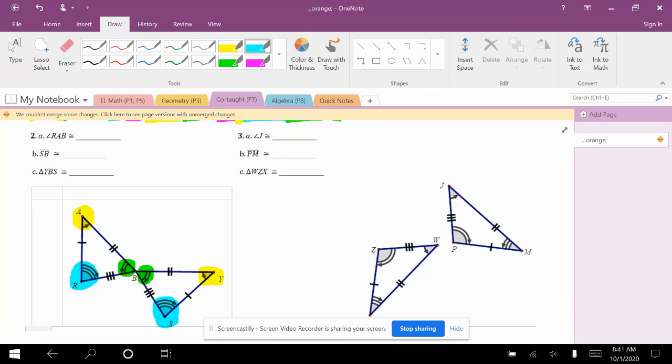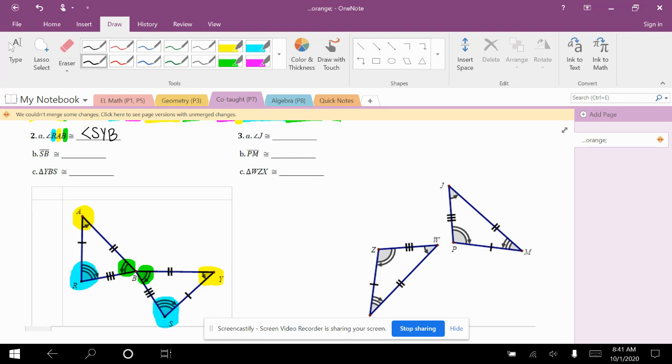Angle RAB is blue, then yellow, then green. In the other image, the first blue is S, the yellow is Y, and the green is B. So angle RAB is congruent to angle SYB.